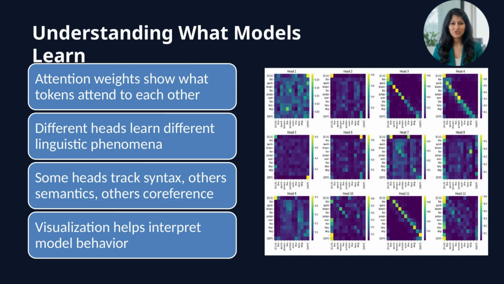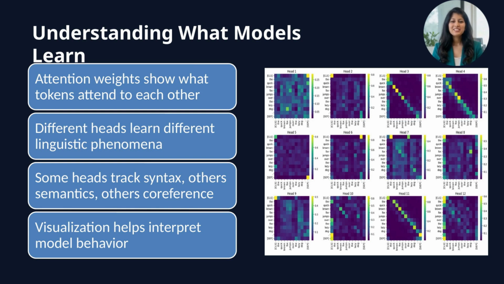Different attention heads learn to capture different linguistic phenomena. Some heads specialize in syntactic relationships, tracking subject-verb agreement, modifier-noun connections, dependency structure. Other heads capture semantic relationships, attending to related concepts regardless of syntax. Yet others track coreference, identifying when pronouns refer to previous nouns. Researchers have visualized attention in models like BERT and GPT, revealing fascinating patterns. Some heads act like syntax parsers, some track long-range dependencies, some focus on the first or last tokens.